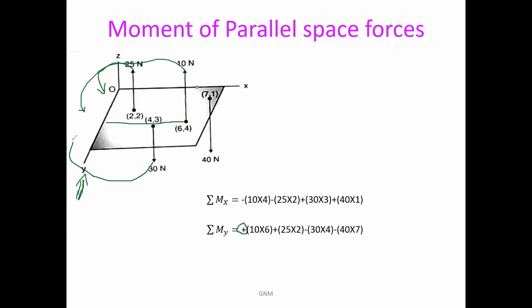And this is clockwise direction. The 30 Newton force is at 4 meter from the y-axis. So 30 into 4 is the magnitude of moment, and it is going clockwise, that is negative.